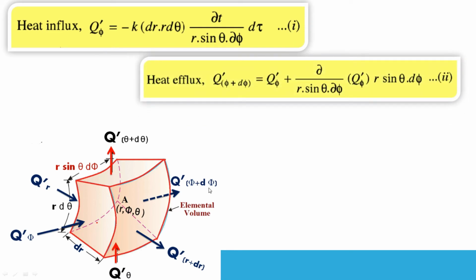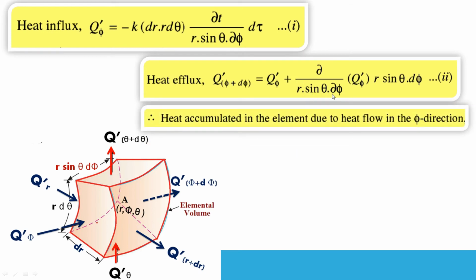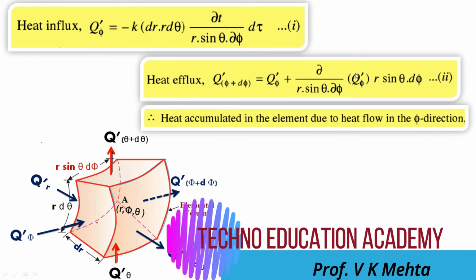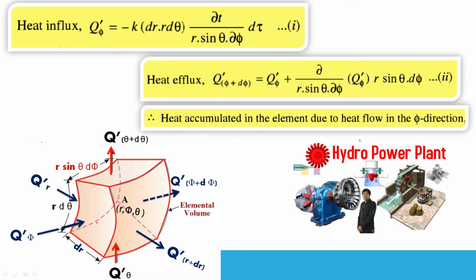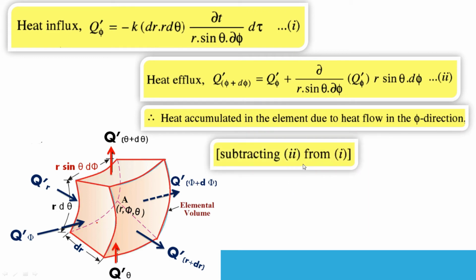Same for heat exit, or heat efflux, equal to Q' phi plus d phi, equal to Q' phi plus 1 upon r sin theta into del by del phi of Q' phi, times r sin theta d phi. This equation we can also derive using the Taylor series. We have already discussed it in our previous lectures on Cartesian and cylindrical coordinates. If you want to clear your fundamentals of how to derive it, you can watch those. Similarly, you calculate the heat accumulated in the element by subtracting equation 2 from equation 1. In equation 1 and equation 2 the common term is Q' phi, so it cancels out.